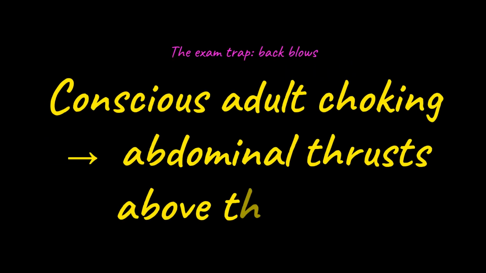The most tested error is choosing back blows for a conscious adult, which belongs to the infant protocol. Whenever you see a conscious adult who cannot speak or cough, the answer is abdominal thrusts with the fist positioned just above the navel.